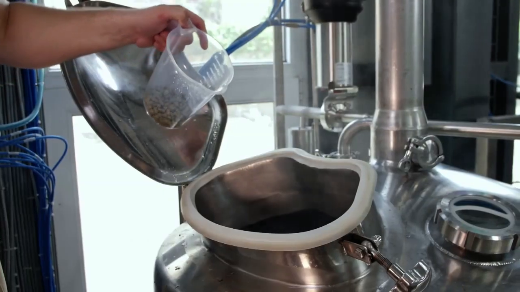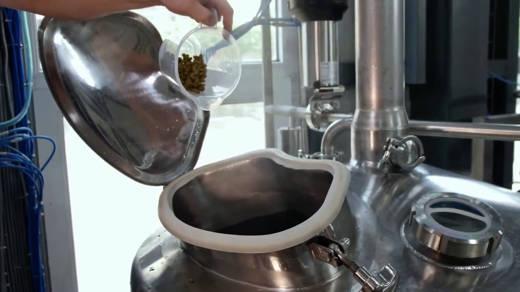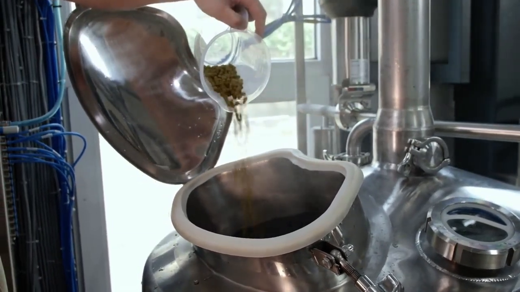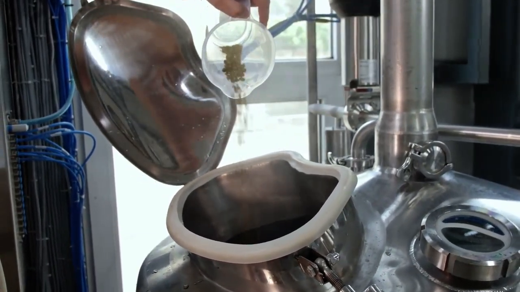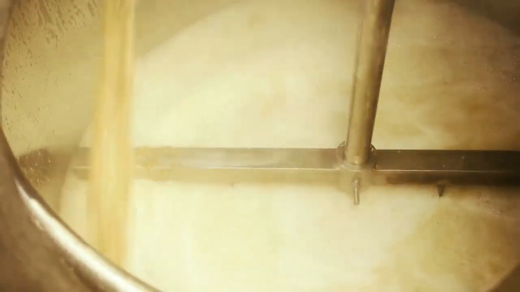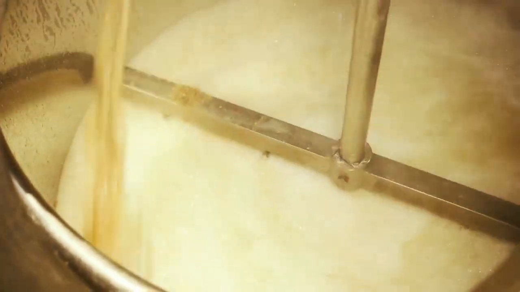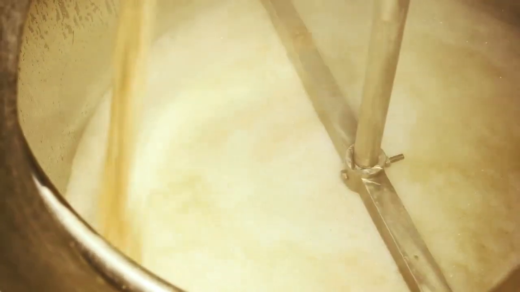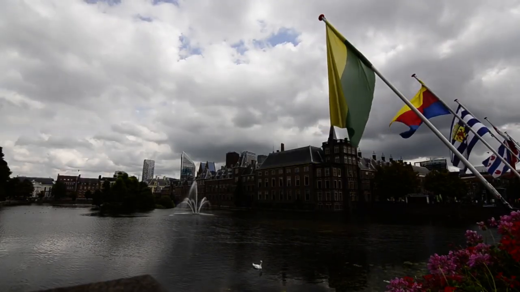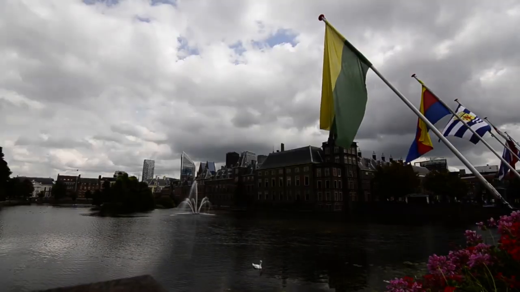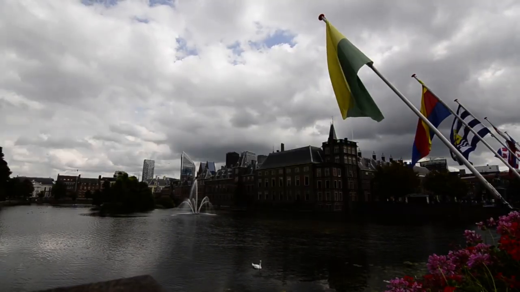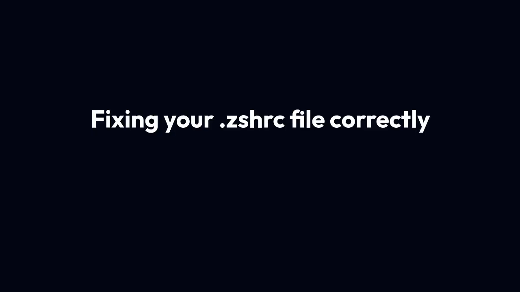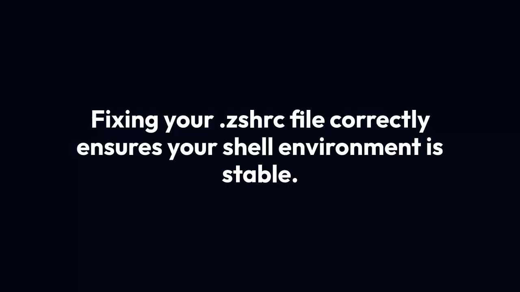Once you find it, you can restructure that specific export command to be at the top level or ensure its syntax is correct. Sometimes, Homebrew itself tries to add a line like eval "$(/opt/homebrew/bin/brew shellenv)". Ensure this line, if present, is at the end of your ~/.zshrc file and not nested within other commands. Fixing your .zshrc file correctly ensures your shell environment is stable.